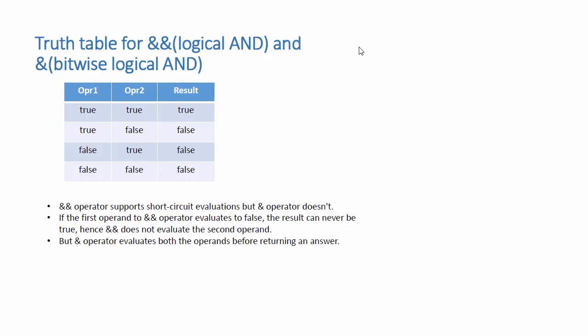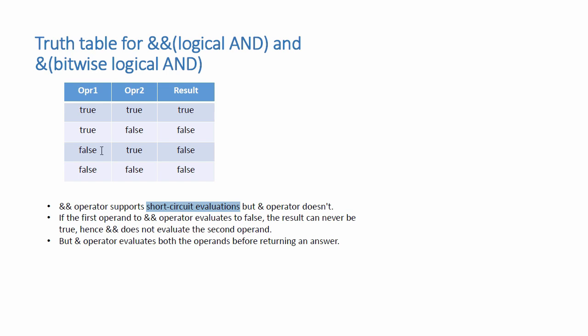Truth table is same for both the operators. If both the operands are true, then the final result will be true. Otherwise, in all other cases, final result is false. Now there is slight difference between double ampersand and single ampersand operator in the way Java runtime evaluates both the operands. Double ampersand operator supports short circuit evaluation.